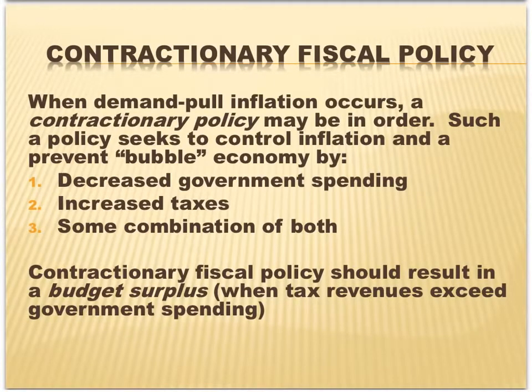Conversely, the government may engage in contractionary fiscal policy. Inflation is high and we're afraid of a bubble that might burst. We might want to cool the economy off by sucking some money out of the economy. And we do that by either decreasing government spending, spending less, or increasing taxes to pull money out, or some combination. This policy should result in a budget surplus. We're increasing tax revenues, we're cutting spending. The government should end up with extra money left over, which it will then apply to previous deficits and debts.